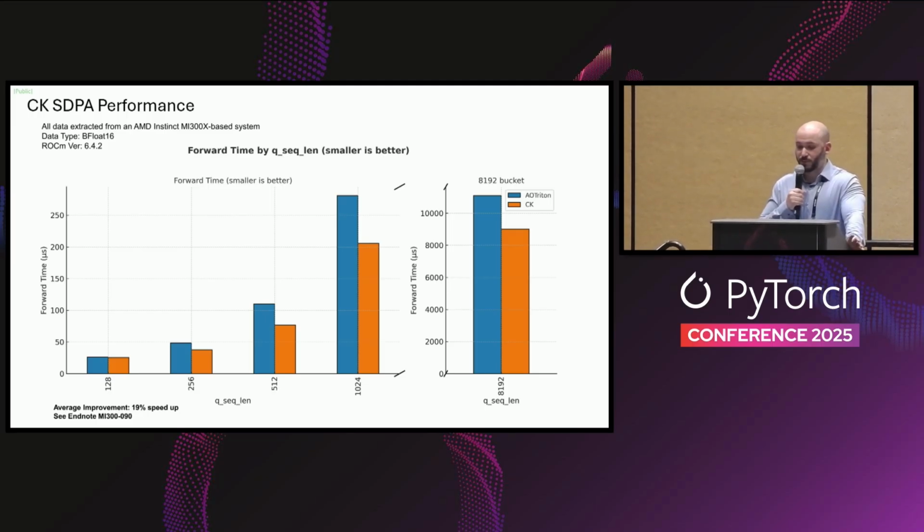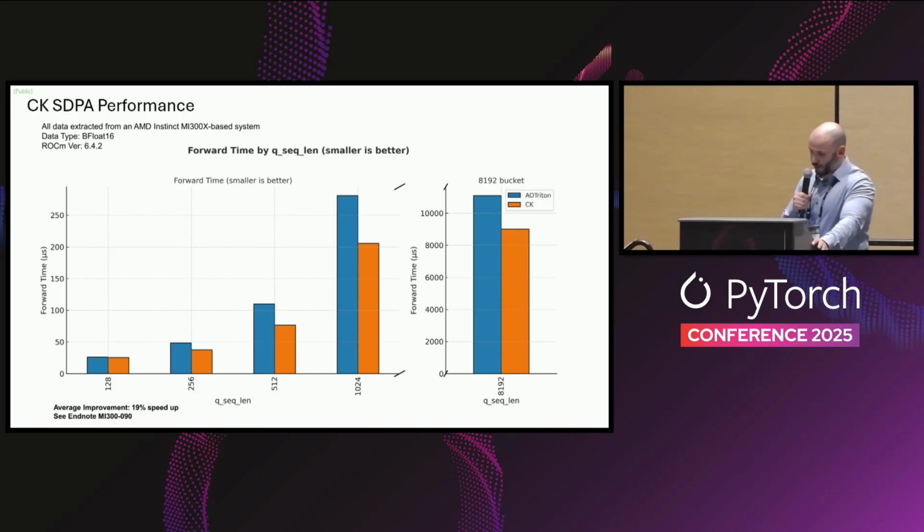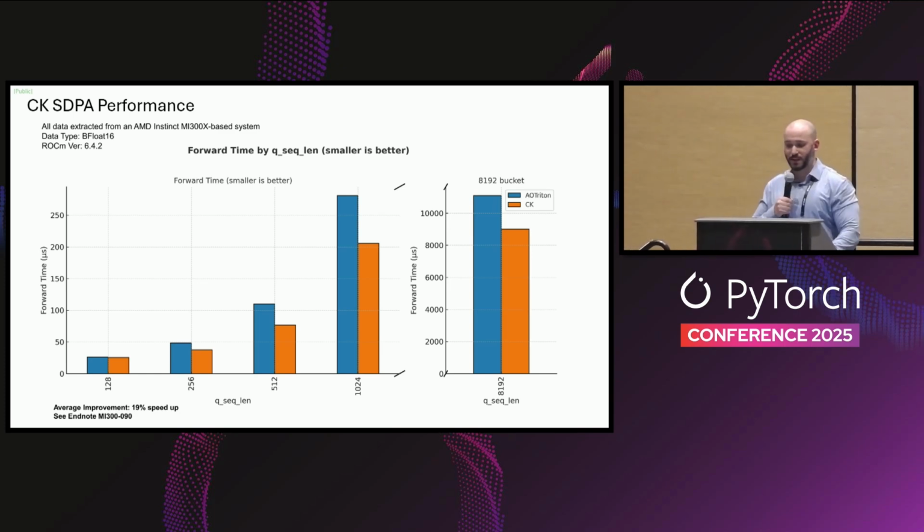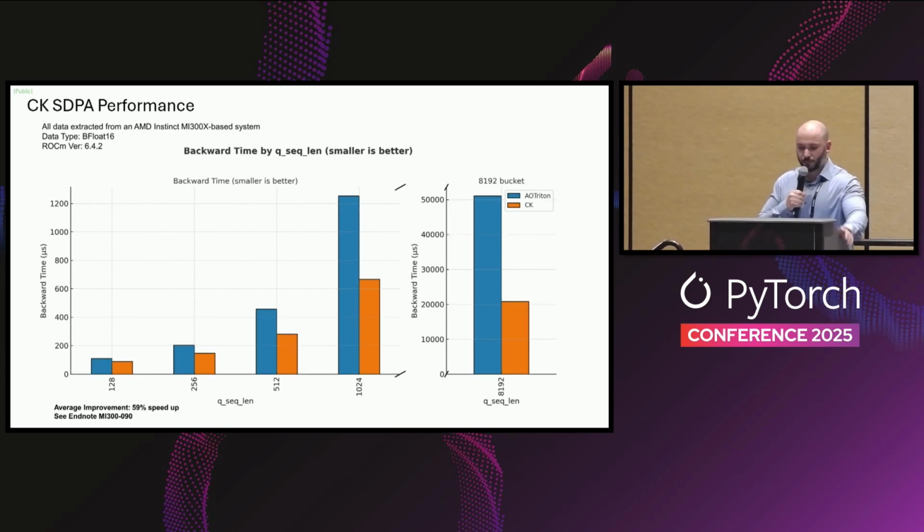In this chart, smaller is better, as it represents less time taken per kernel. In all cases, CK outperformed the incumbent AOTriton. This particular chart is the forward pass and represents a 19% speed improvement, followed by the same data for the backward pass. Again, as you can see, CK outperforms AOTriton.